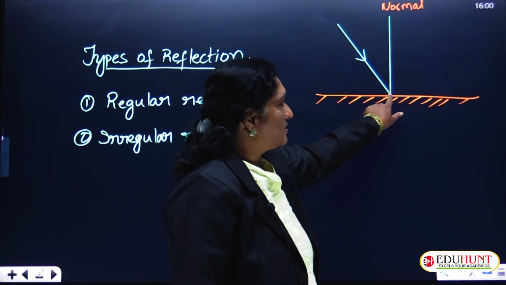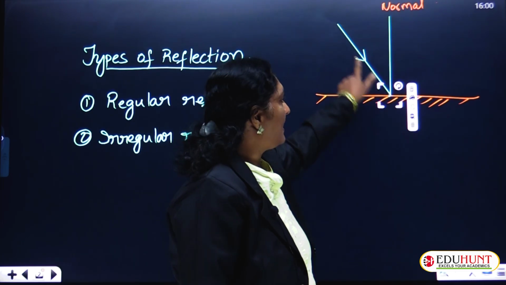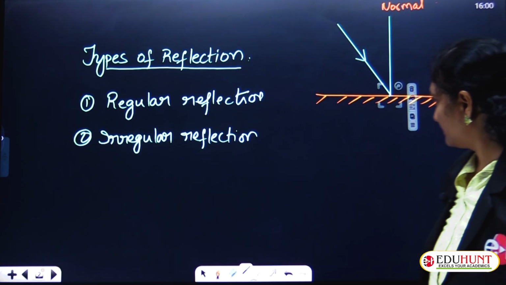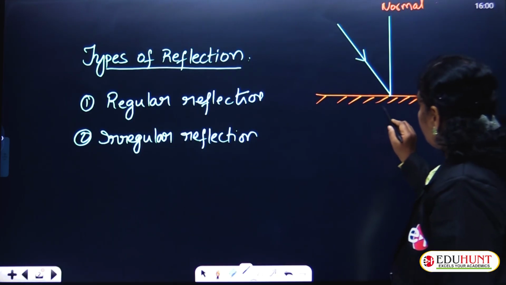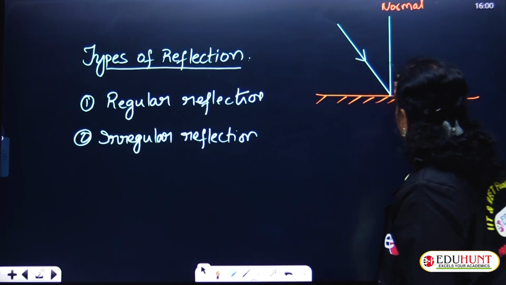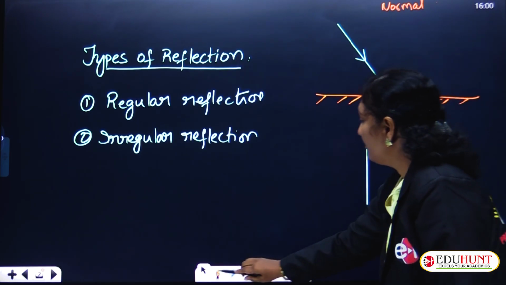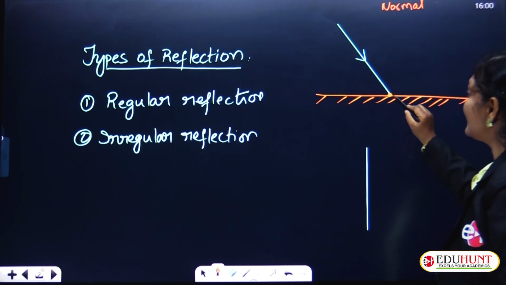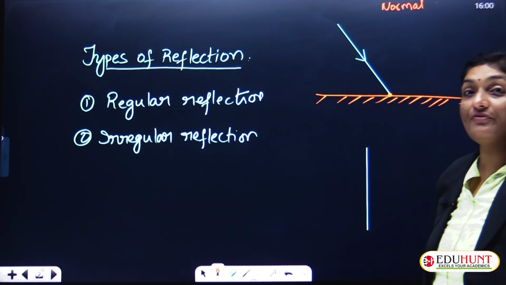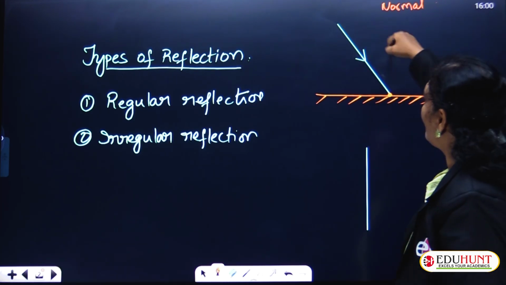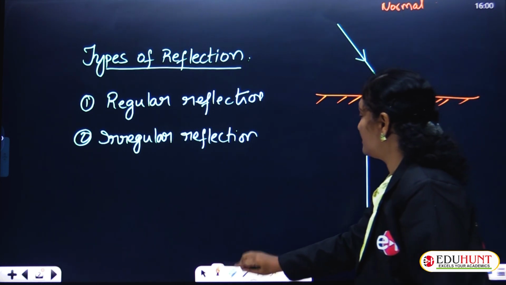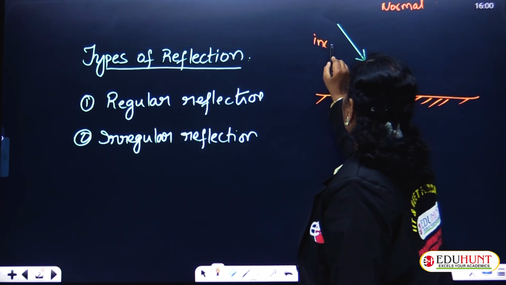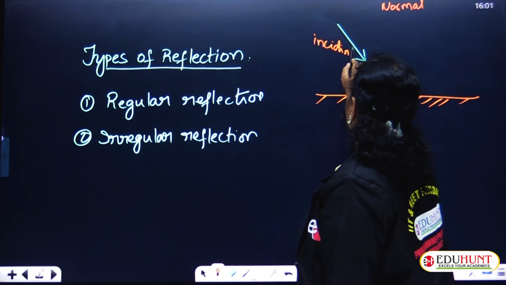At this point, the light ray is falling on the surface. The point at which the light ray meets the surface is called the point of incidence, and this is called the incident ray.